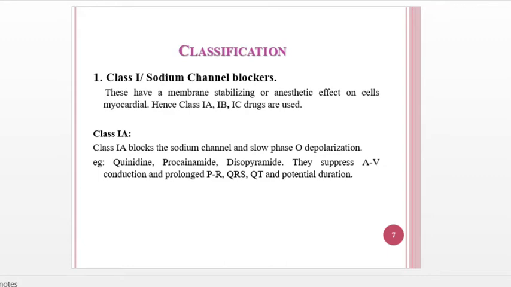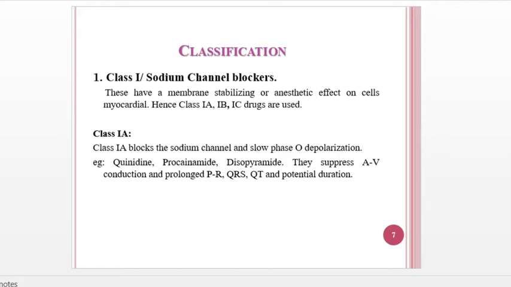Now we can go for the classification. The classification is class 1, class 2, class 3, class 4. Class 1 is the sodium channel blockers, which have a membrane stabilizing or anesthetic effect on the myocardium. Class 1A, class 1B and class 1C drugs are used as sodium channel blockers.